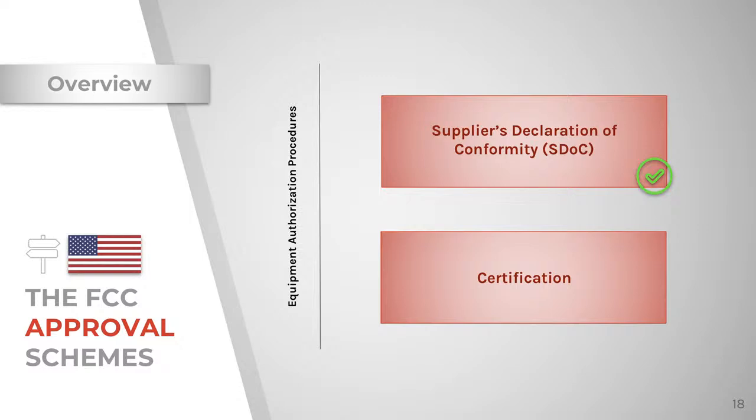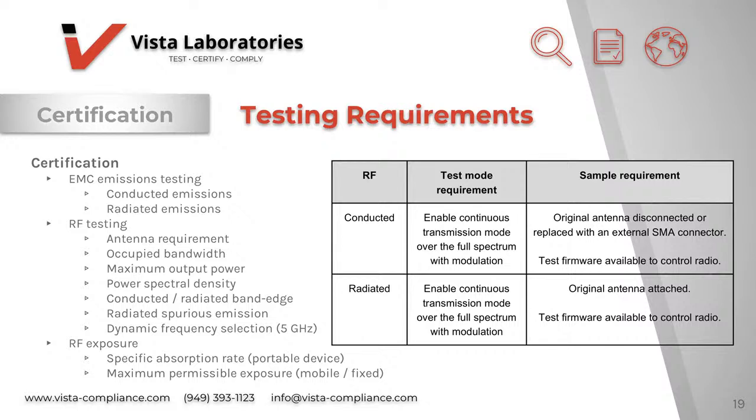We know that the FCC has 2 different approval procedures for equipment authorization, and that's certification and supplier's declaration of conformity, SDOC. We have just detailed the requirements for the SDOC approval scheme. Now, let's move on to the certification procedure. Here is a look at the testing requirements for certification.